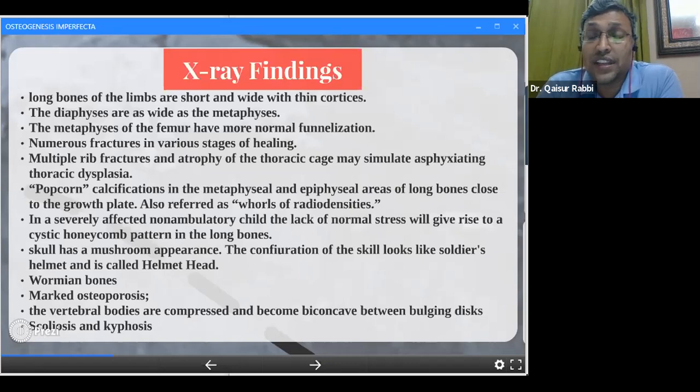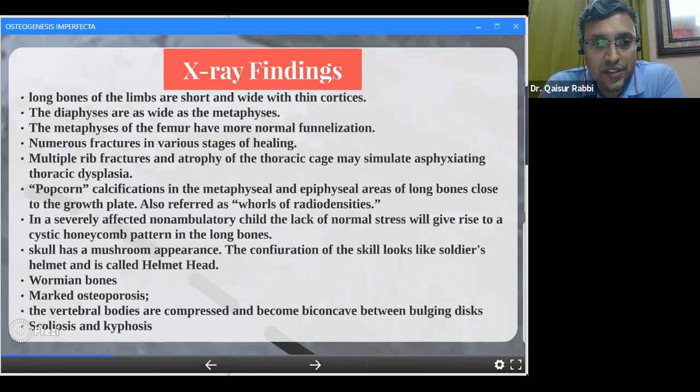Mainly the metaphysis and the diaphysis will show the same diameter with thin cortices, with some popcorn calcification in the metaphyseal and epiphyseal region. Sometimes children who are not moving that much will show a cystic honeycomb pattern in the long bones at the end. In the face or skull, they will show a helmet or mushroom appearance.